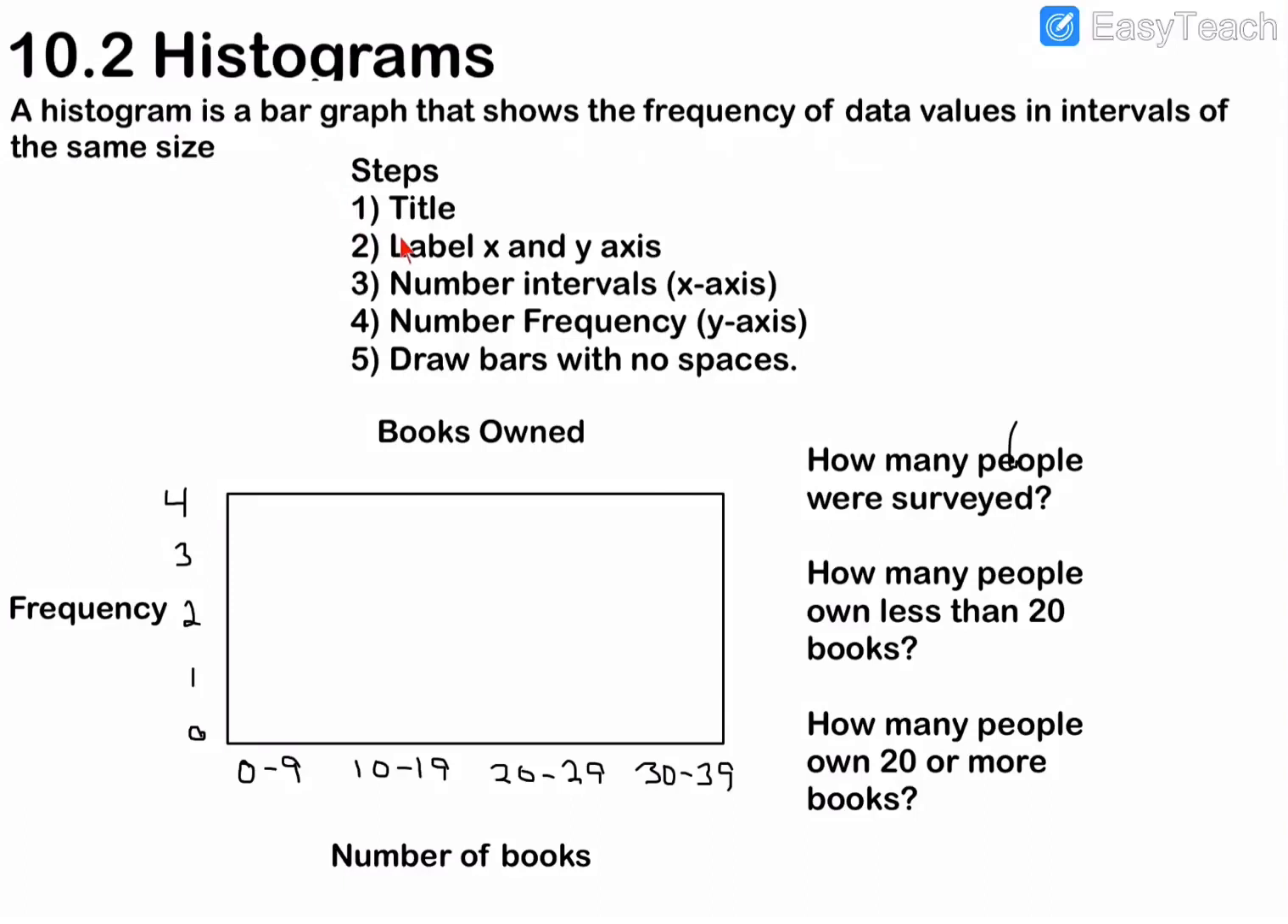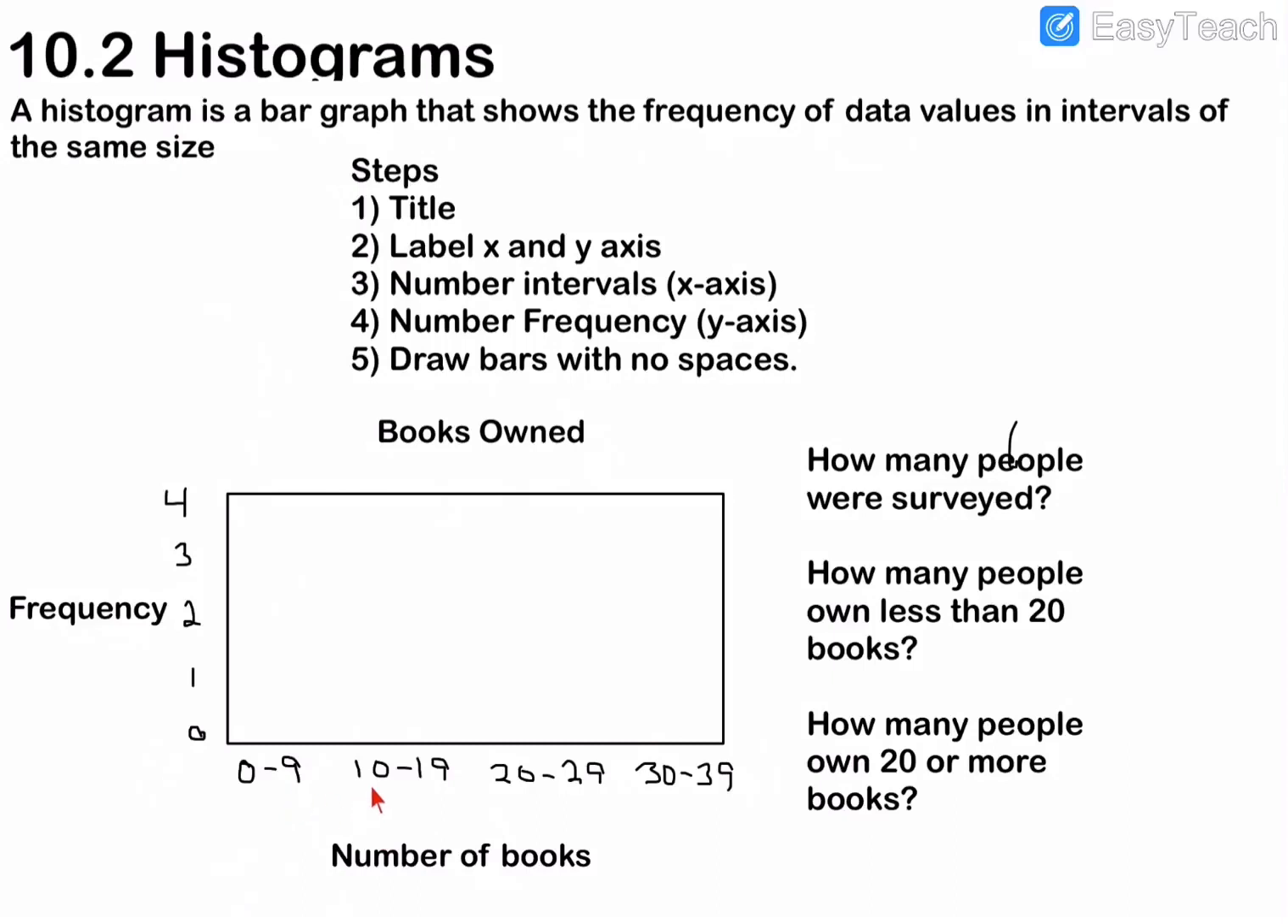First thing, you have to have the title. You have to label your X and Y axis. Remember, your X axis is always the horizontal. Your Y axis is always the vertical, or the up and down. Okay? And typically, your Y axis is going to be labeled as frequency. Your X axis, so we're doing a histogram on how many books are owned, is going to represent the number of books.